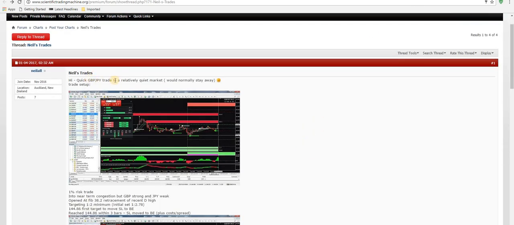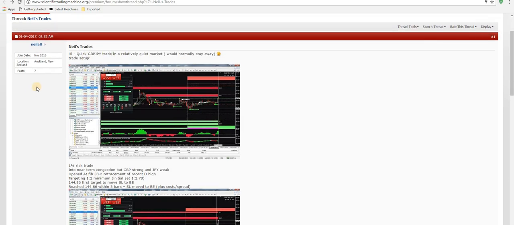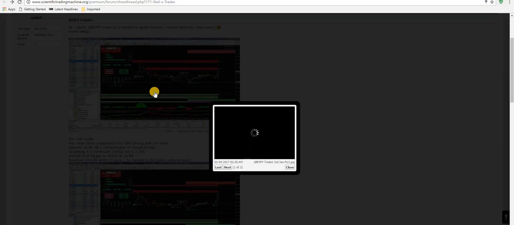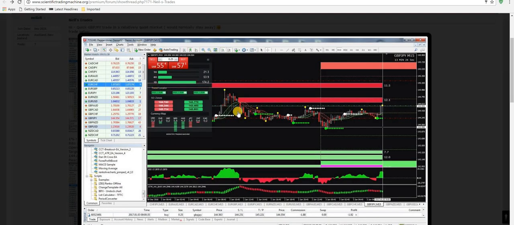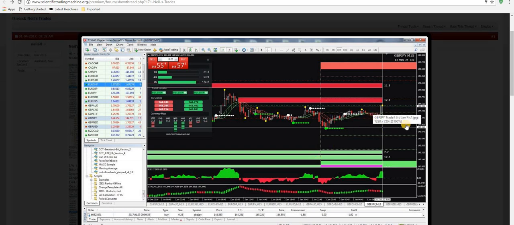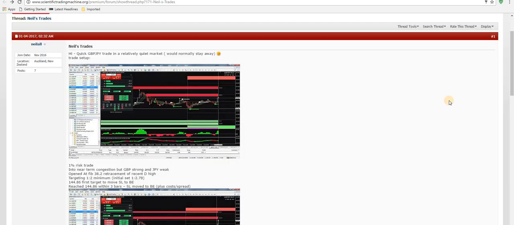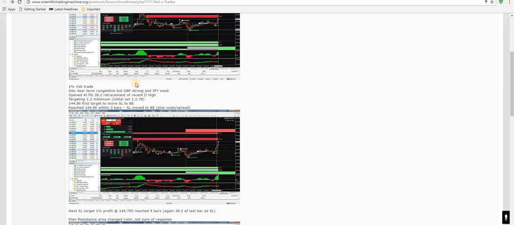All right, let's check out another one here. Quick GBP trade in a relatively quiet market. All right, so as you guys can see here, stop level here, entry level, take profit is right there. All right, 1% risk trade into near term congestion, but GBP strong and Japanese yen weak, open to fib. All right, let's see what happened here.